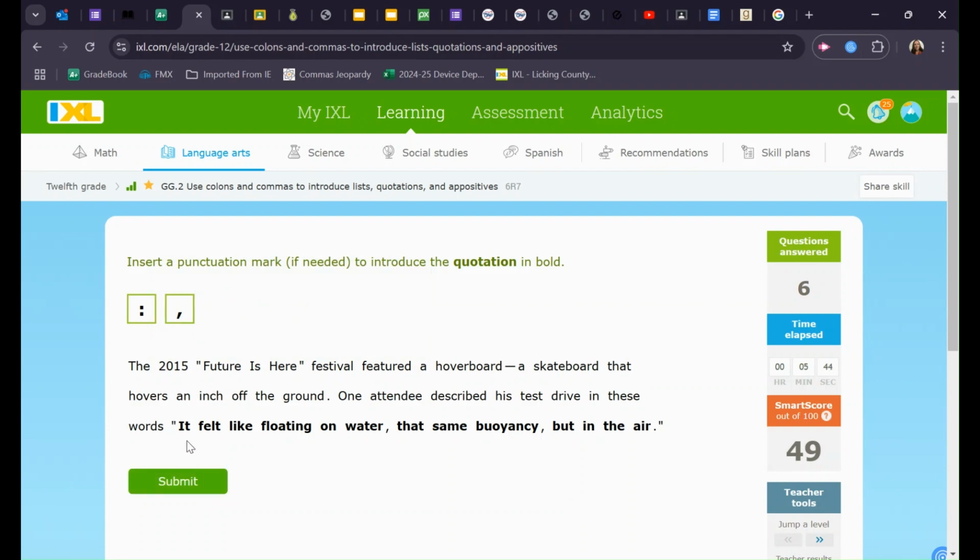Okay, so I'm moving into a quotation here. If it's a variation of so-and-so says, I want the comma. If it's a full sentence, I want the colon. I'm going to go ahead and put the colon here, and I should be able to mentally put the words in, and here's what he said. So one attendee described his test drive in these words. And here's what he said. It felt like floating on water, that same buoyancy, but in the air. I think a colon's going to work right here.